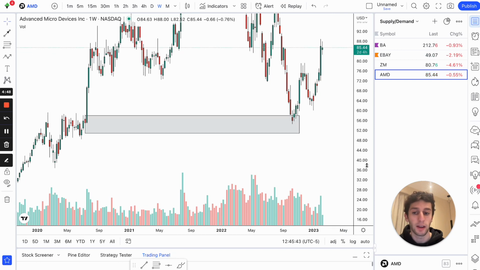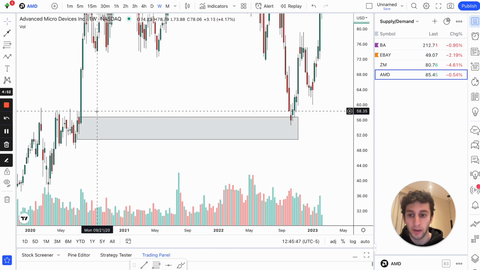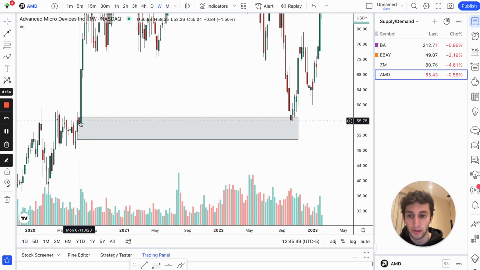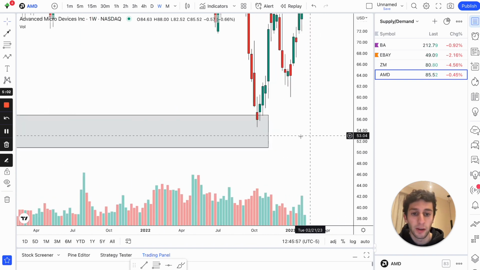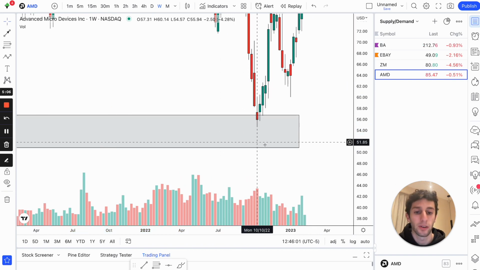So if we look at AMD here, if I draw my zone from the open of the candle previously, which would be right here, right before this big move, the open of that candle would be right around 56.44. And if we can see here, price just went down. We touched the very top of this entire zone and ended up rallying a lot higher.